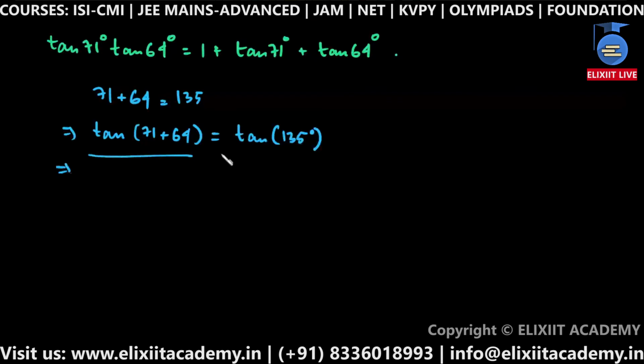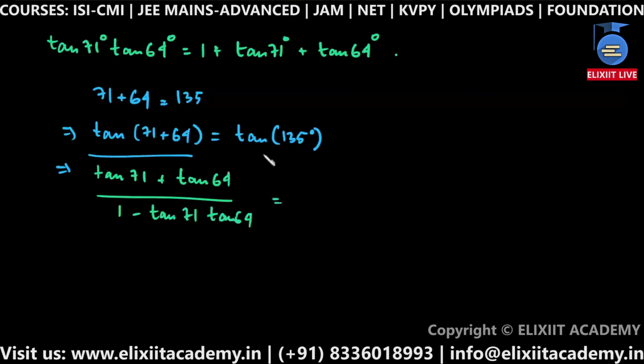And on the left hand side, you can simply expand this. This is basically tan of A plus B, which is tan A plus tan B upon 1 minus tan A into tan B. And this is equal to tan 135. Tan 135 is basically minus 1. You can think like this.